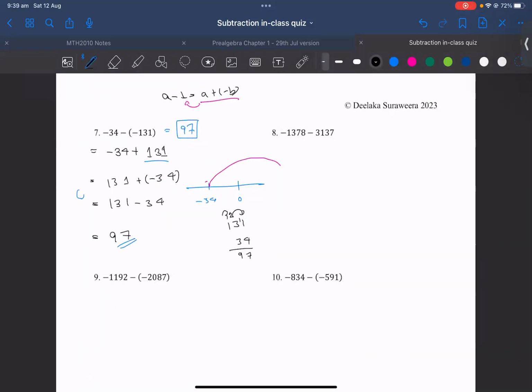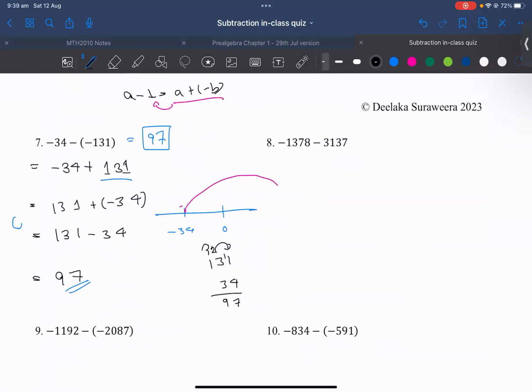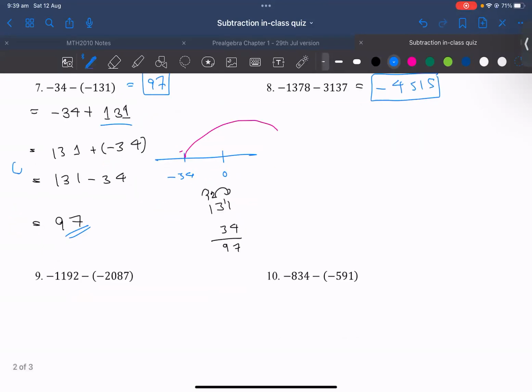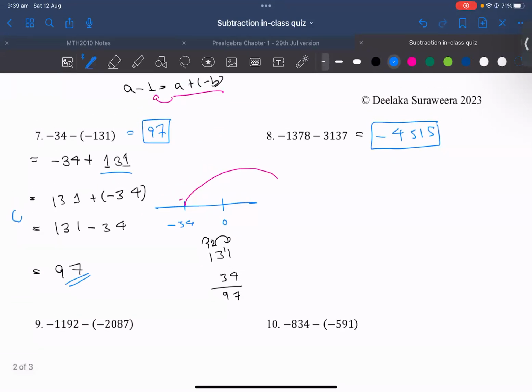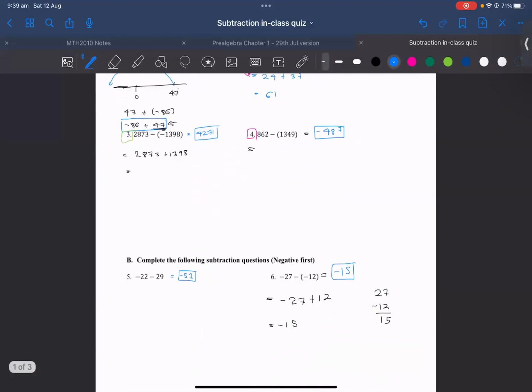And the last ones here. This one is negative 1378 minus 3137. It's equal to... You got it right. Question 8. I got 4,550. Negative or positive? Negative. Negative 4515. Very good. Choose a different color. So that's good. Any questions with this one? No. Even if you got it wrong, you get the concept now, right?